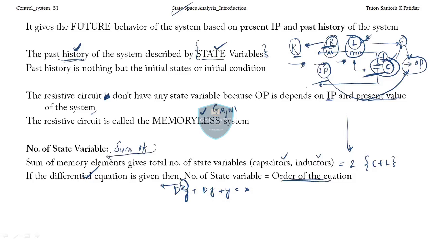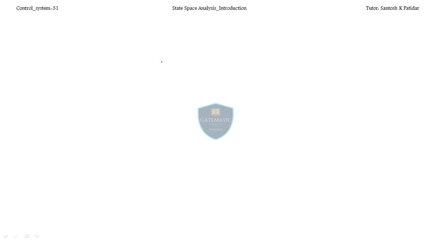Now how to resolve this? Sometimes what will happen, let me take one circuit so it will be clear to you people. The resistor I'm taking, inductor I'm taking, and here this is capacitor. Now my next question is, how many state variables?